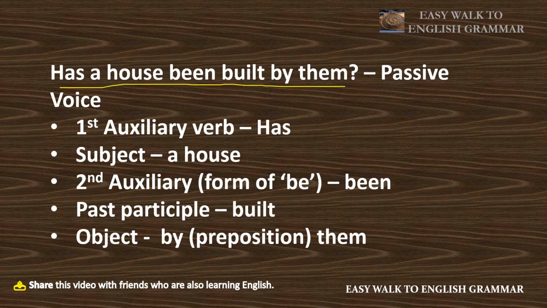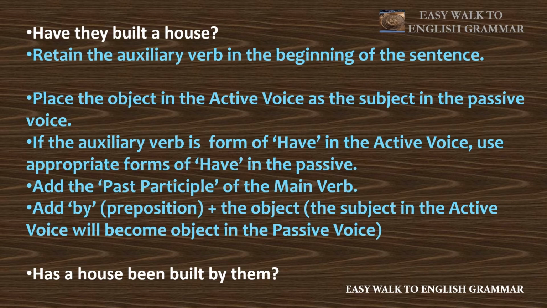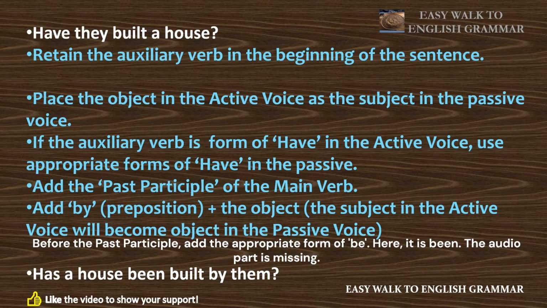First auxiliary verb: has, subject: a house. Second auxiliary, it's a form of be, and here it is been. Past participle: built. Object: by, that's a preposition, and after that, them. Have they built a house? What are the things we should remember when we transform this sentence beginning with have to its passive form?